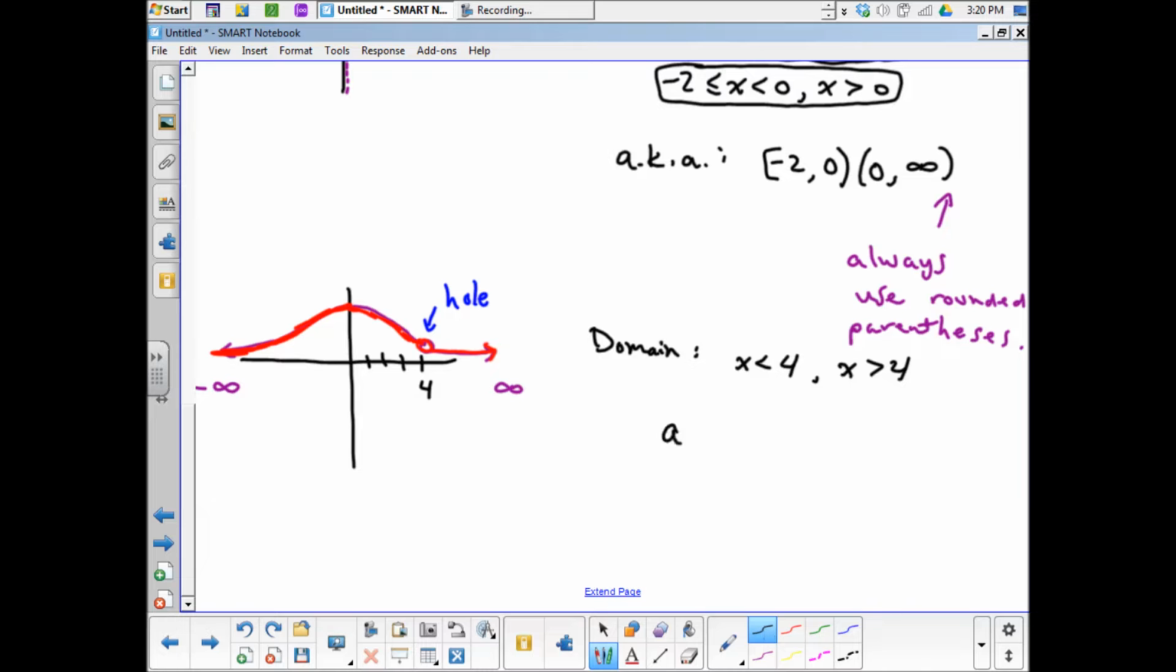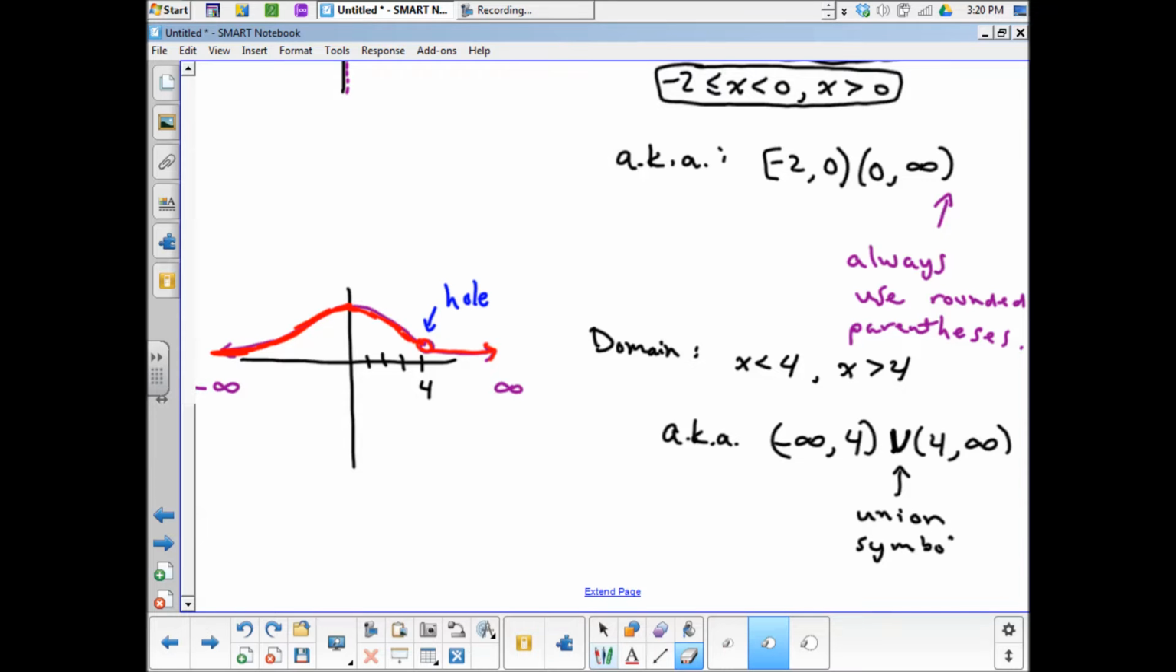Okay, so to write this in interval notation, we would write negative infinity all the way up to 4, and 4 to infinity. Okay, and then you would also be able to write this symbol here. This is the union symbol. So what I've done is I've taken the left side and the right side of the graph and combined them into one single domain.